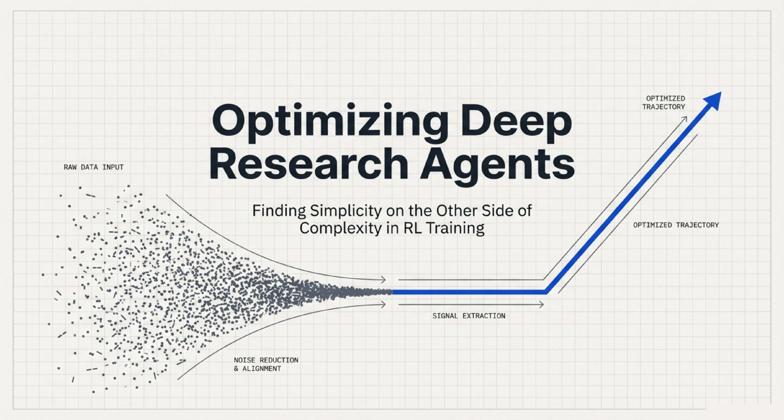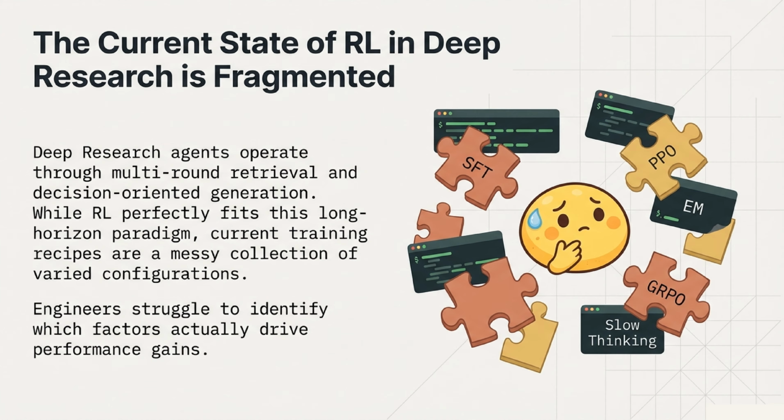Welcome, everyone. Today, we're diving into a fascinating topic, optimizing deep research agents. Specifically, we'll be looking at how we can find simplicity on the other side of complexity when it comes to reinforcement learning, or RL, training. Let's get started. Let's start by looking at where the industry is right now.